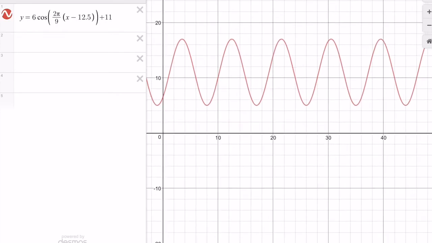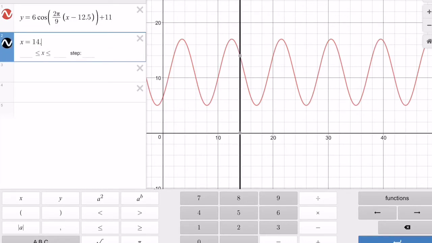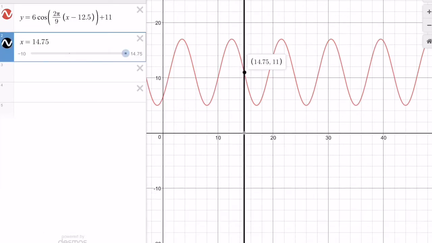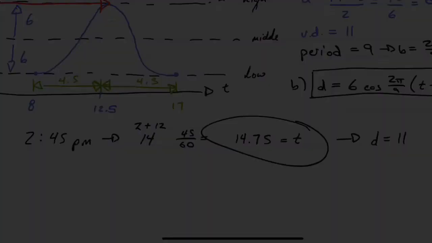Now I want to put in t equals 14.75. So I just graph that on the next line as x equals 14.75. And then right on the graph, just tap that intersection and it gives you the coordinates of the point, 14.75 comma 11. So that's telling me the depth is 11. So there's our answer, D equals 11.